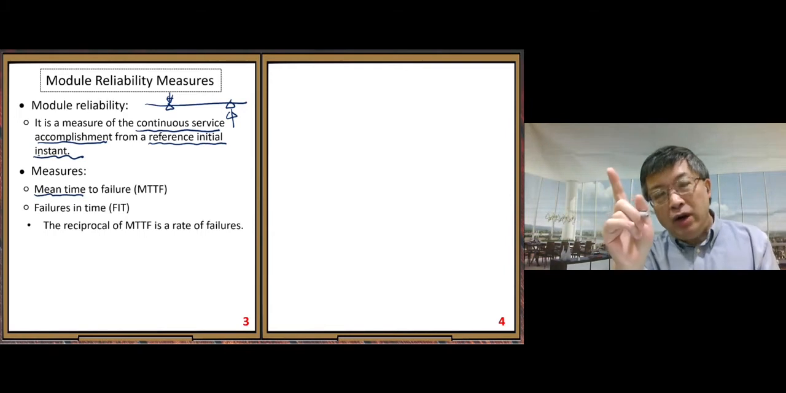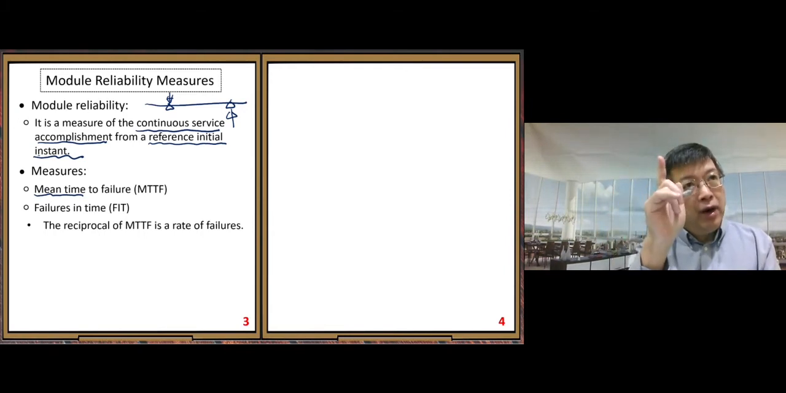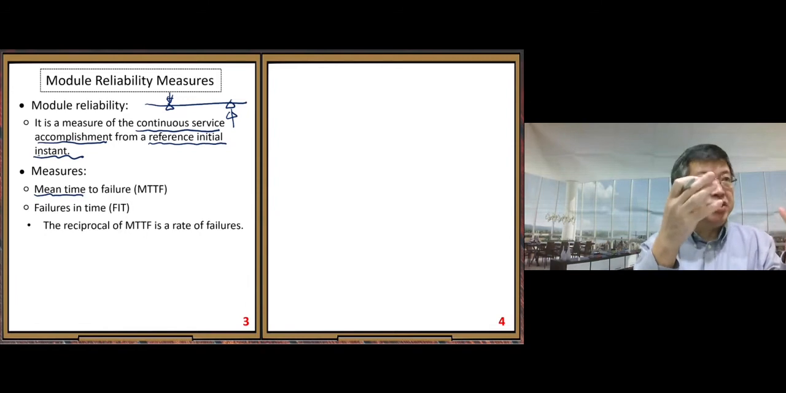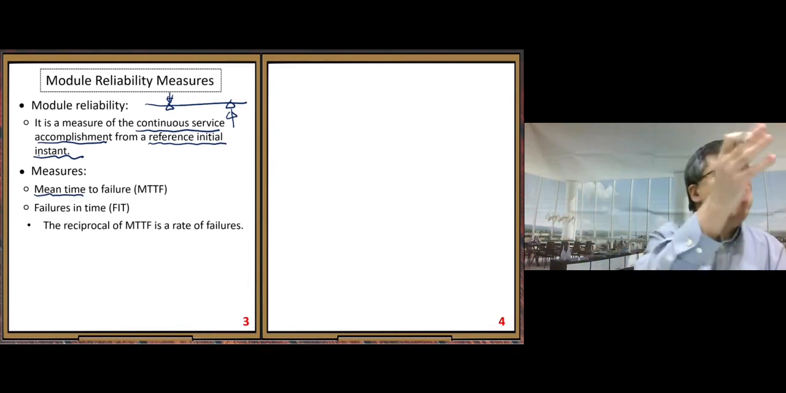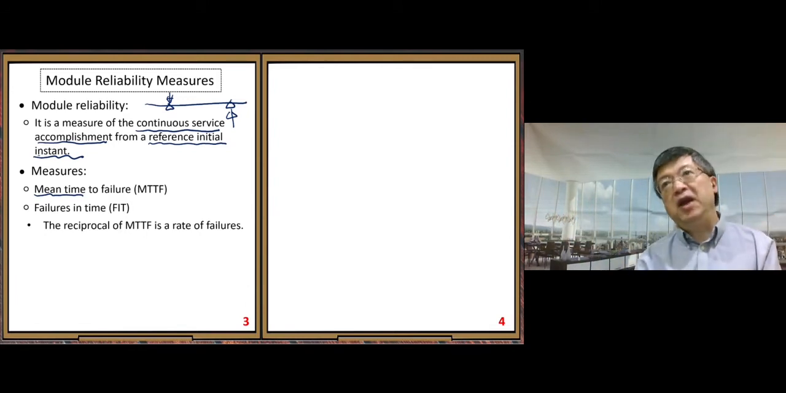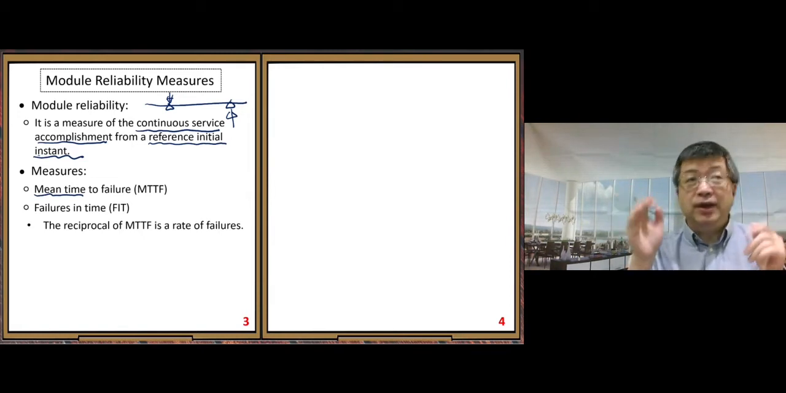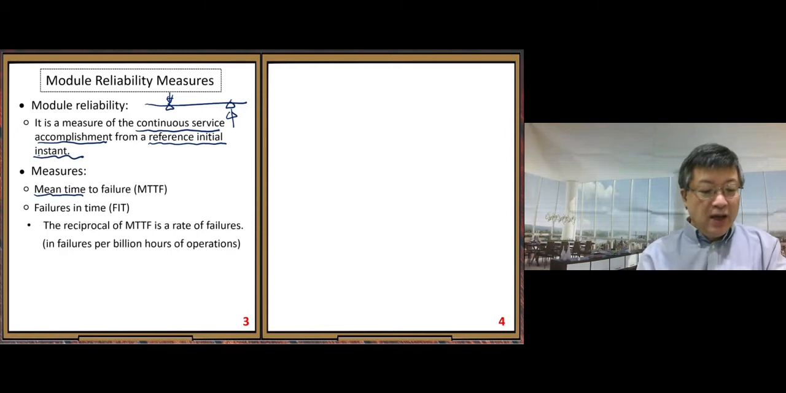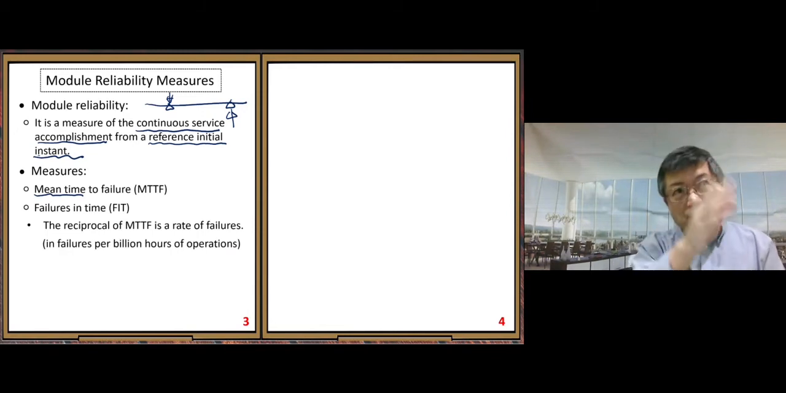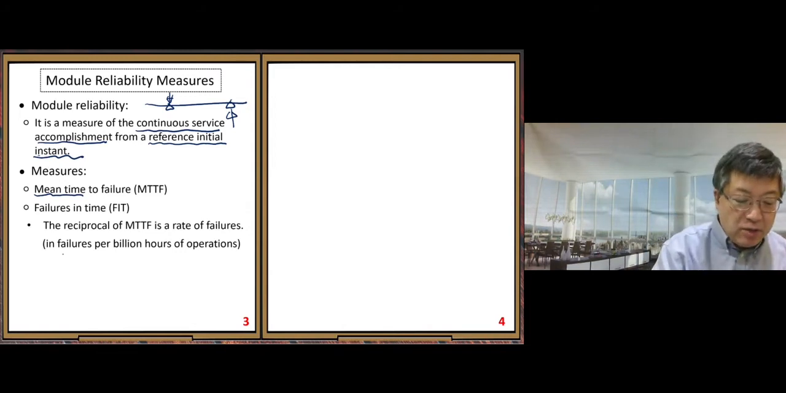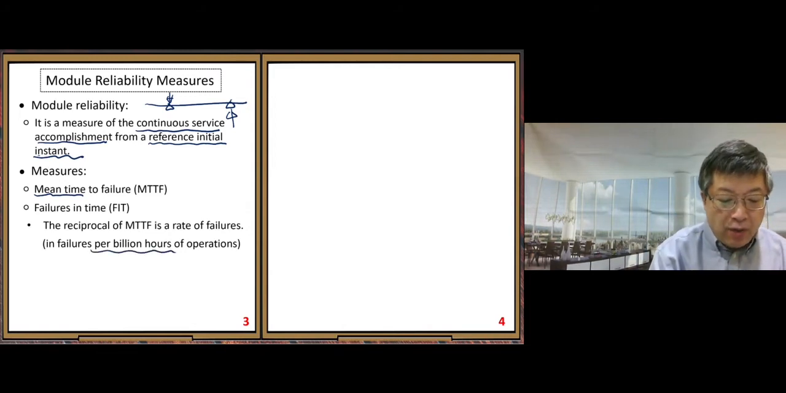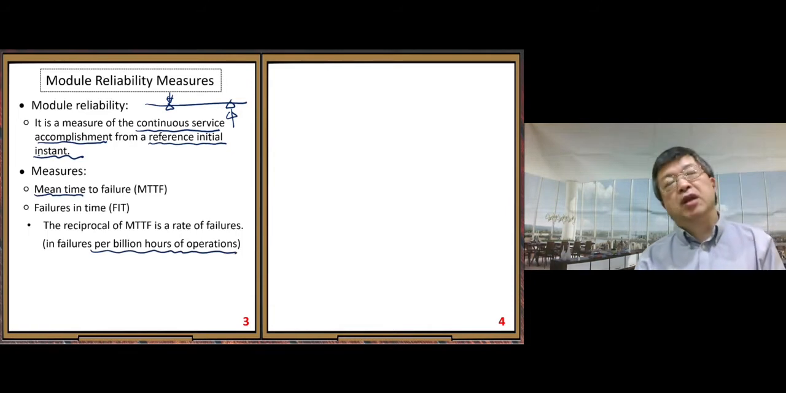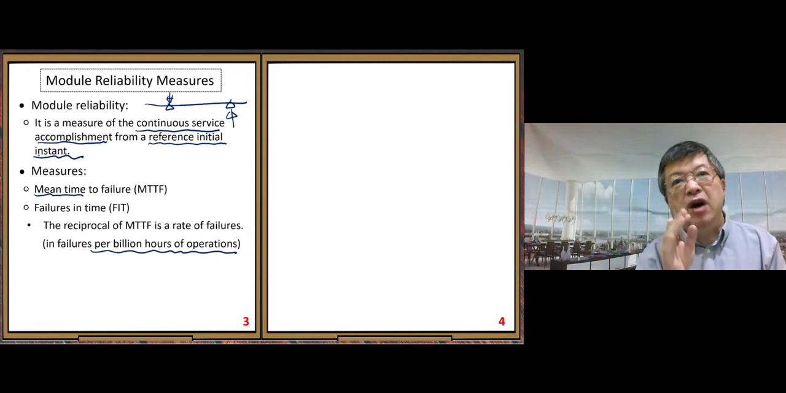In each hour, how many failures do you expect? One millionth failures you can expect in 1 hour. That's the FIT. But usually people use a different unit: failures per billion hours of operations.